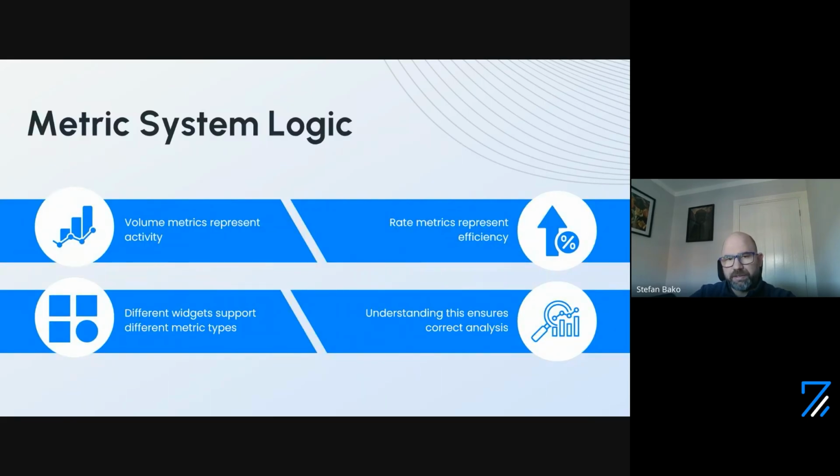There are two types of metrics, volume and rate. So volume tells you how much, rate tells you how well. You need both because high volume with low performance is waste, and high performance with no volume limits growth.